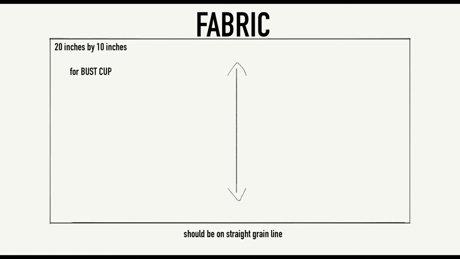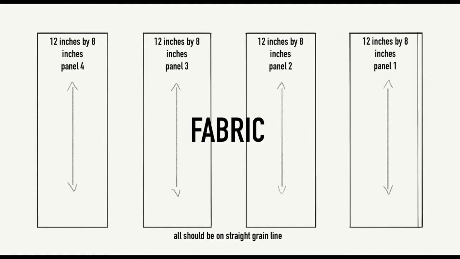Before we go to actual draping, here's an illustration of the fabric that we will need for this tutorial. 20 inches by 10 inches of fabric for the bust cup draping. So I will only use 1 layer of this fabric since I am only draping on one side. Next, 4 panels, 12 inches by 8 inches. These 4 panels are for the mid-low section, for example, from the under bust going to the waistline, from the waistline going to the hip line, and from the hip line going to the hemline.